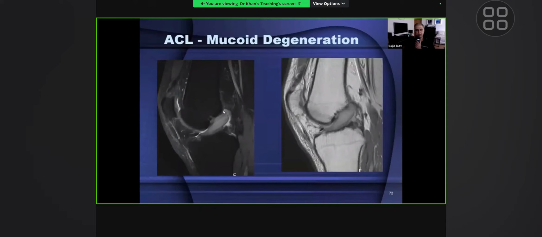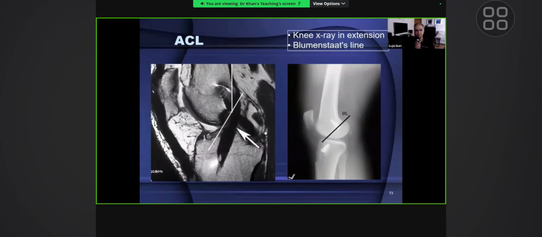With the mucoid degeneration of the anterior cruciate ligament, the ligament fibers become swollen, and this is called the drumstick appearance or the celery stick appearance. That's not a tear, it's a mucoid degeneration of the ACL fibers.